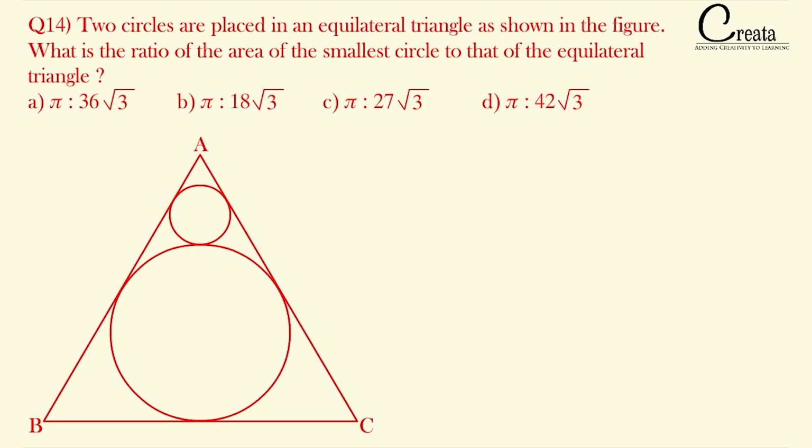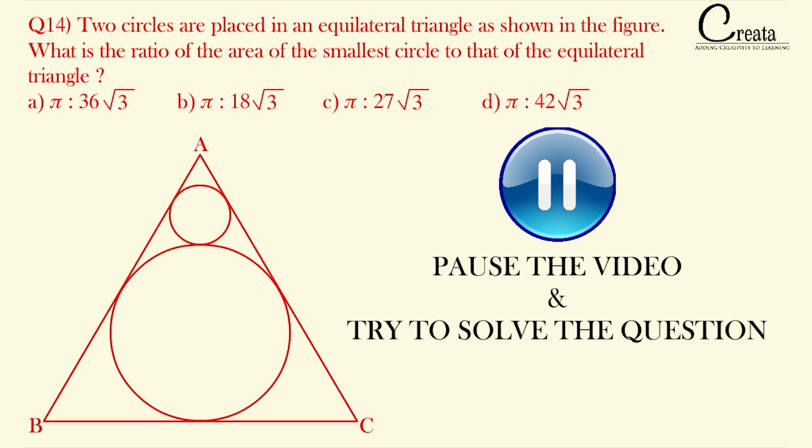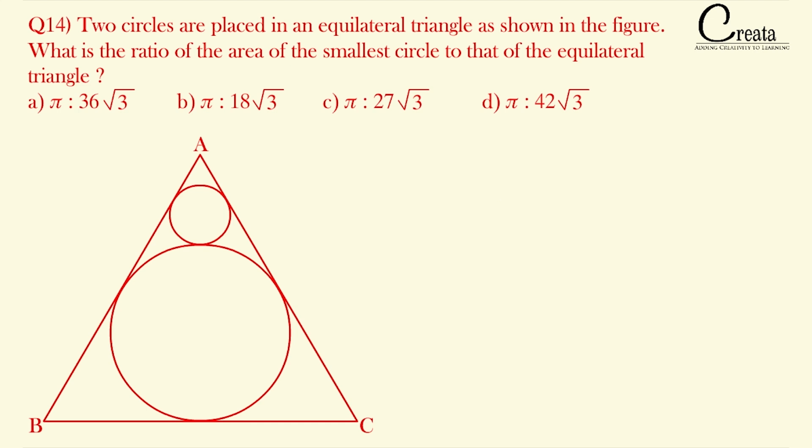Two circles are placed in an equilateral triangle as shown in the figure. What is the ratio of the area of the smallest circle to that of the equilateral triangle? Four choices are given. First step, we will observe the question. An equilateral triangle is given and two circles are placed inside it. And we have to calculate the ratio of the area of the smaller circle to the area of this equilateral triangle.